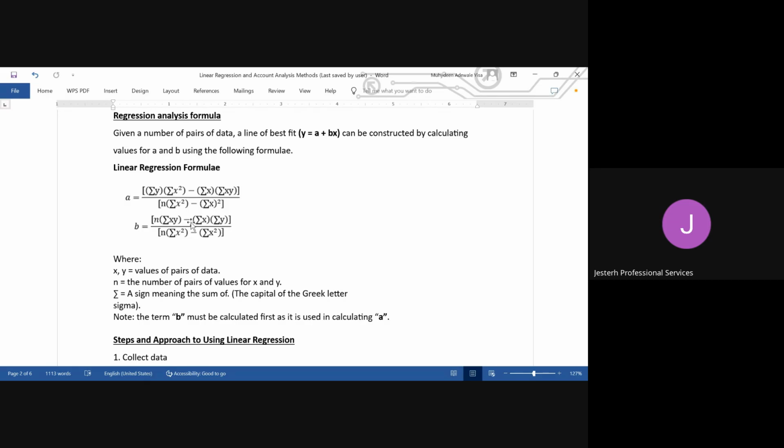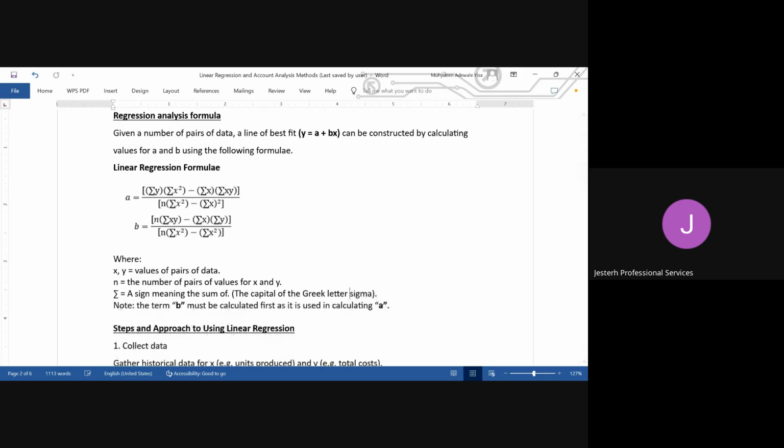But the number two thing is you have to calculate for B before you are able to calculate for A. That is another thing that we need to pay more attention to in these aspects. Then we say where X and Y is equal to the value pair of the data. X and Y is our pair value of the data.